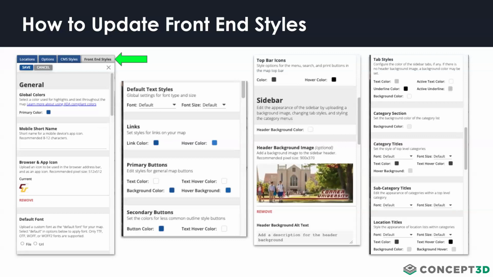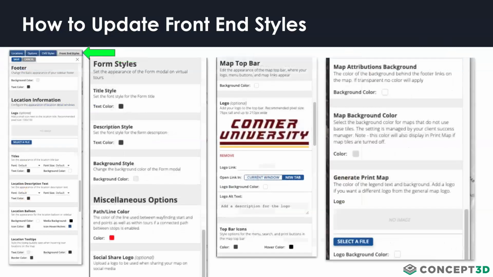how to customize your sidebar, or add alt text for accessibility. It also includes things like changing the footer appearance, your form styles if you have a form embedded on your map. Even things like the map's background color or your custom print map can be accessed right from the front end styles tab.